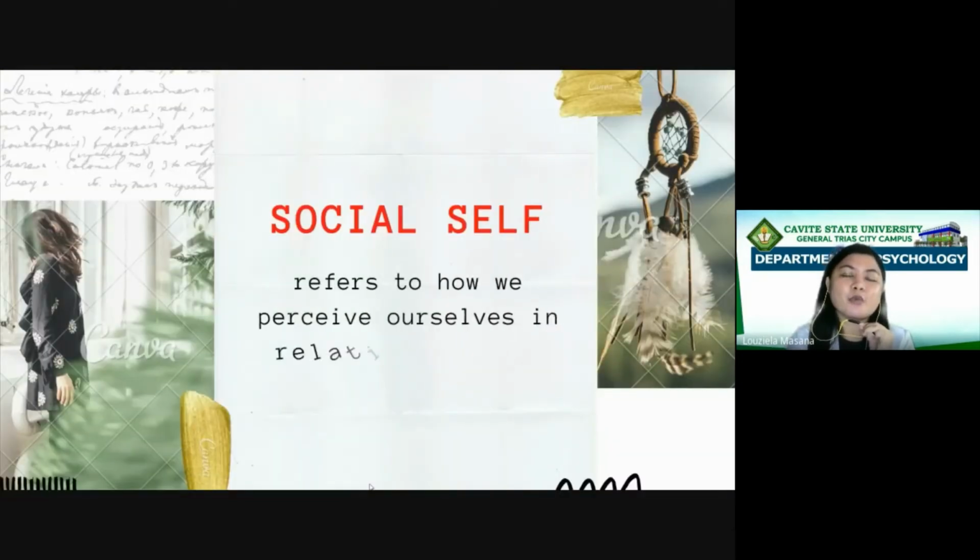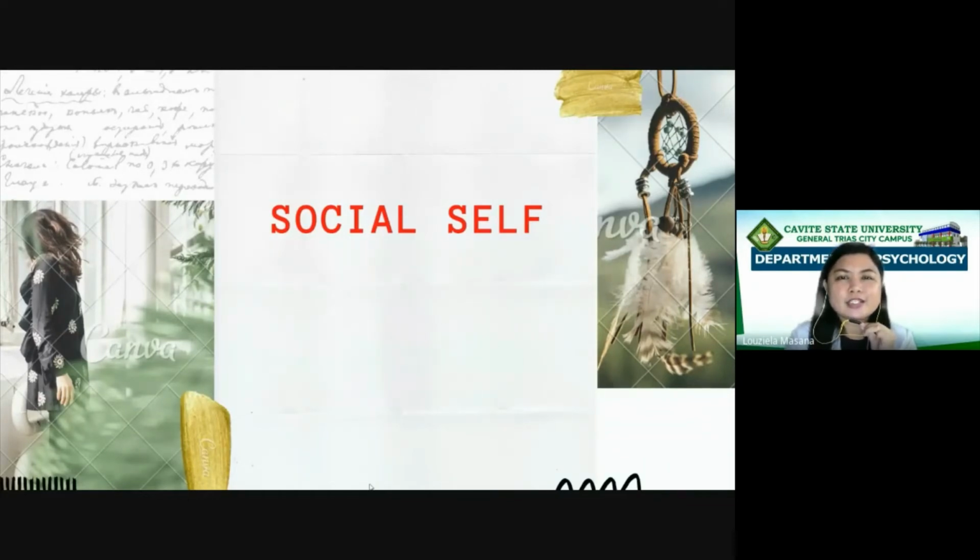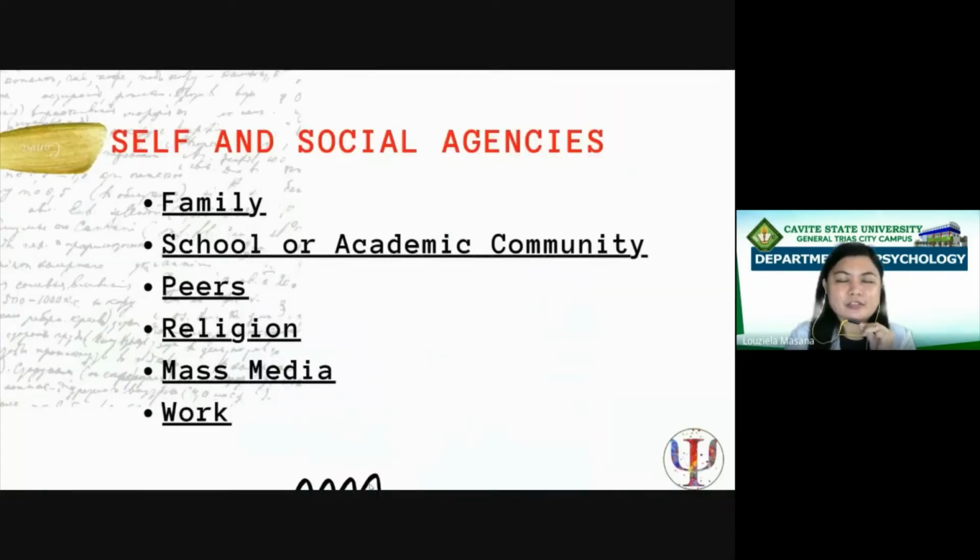And that is the time we're in, you will have social self. Social self refers to how we perceive ourselves in relation to others. Let us try to see important things relative to social self. Self and social agencies, the agents of socialization. So in a community, we need these people in order for us to discover who we are as a person.